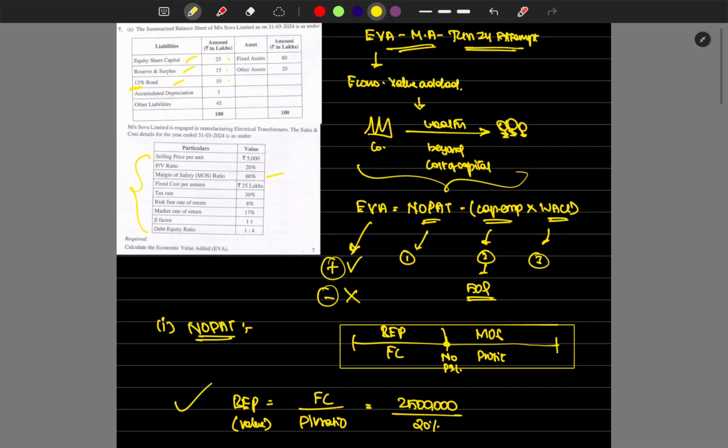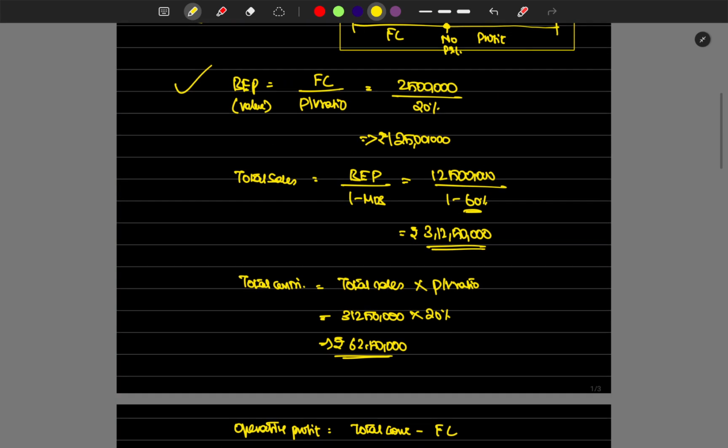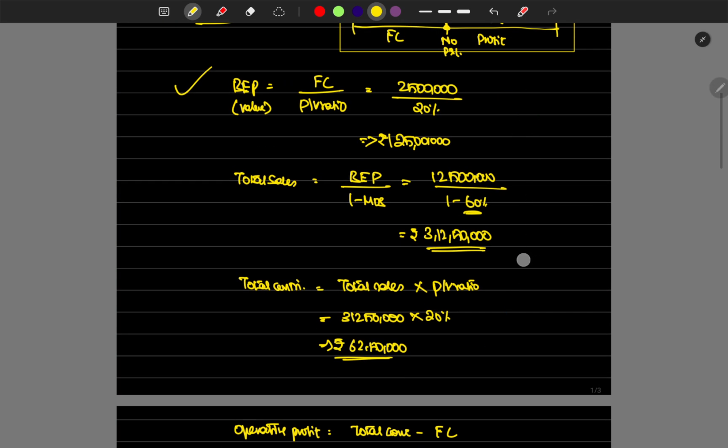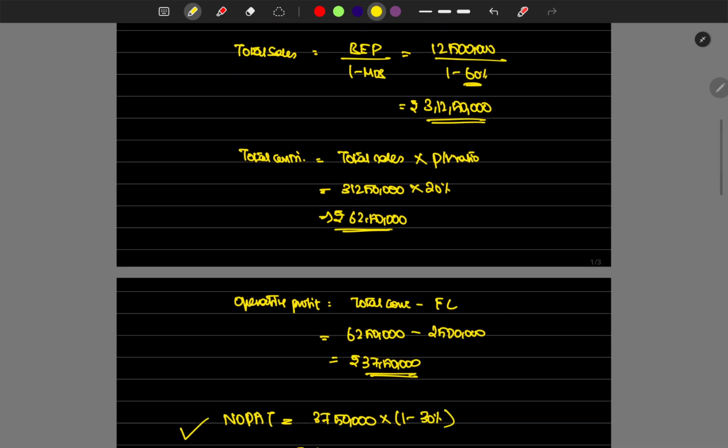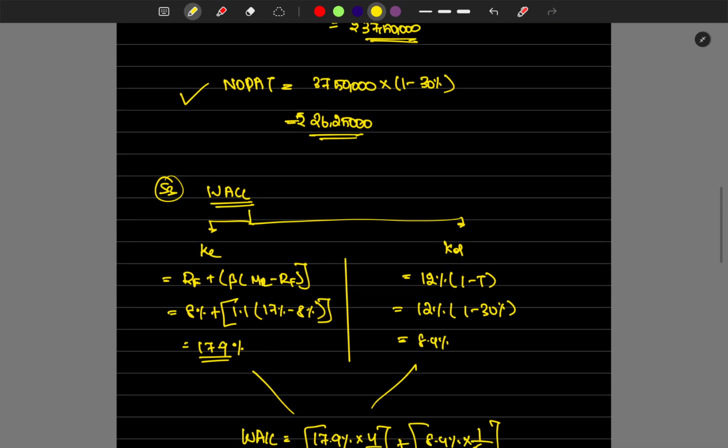So guys, the thing is, you have to understand the concept and apply it. You have to be thorough with the marginal costing formulas. Then you can easily pick the figures and plug them into the values. Okay, and you have to memorize this formula.